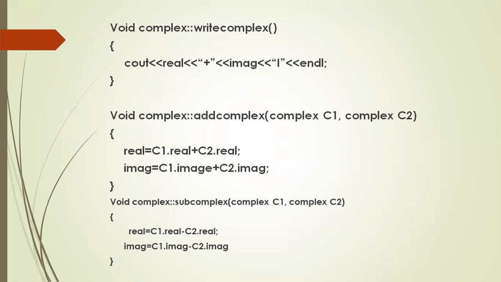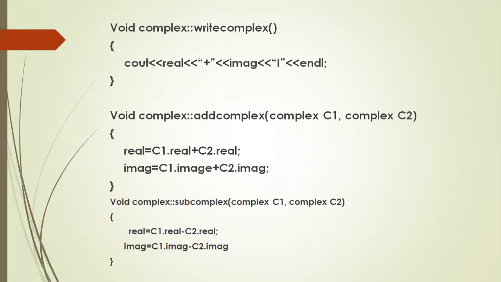So here we can observe that the two objects which are very clearly visible to us are C1 and C2. In that case, in order to access the real and imaginary part of C1, you have to write it as C1.real or C1.image.